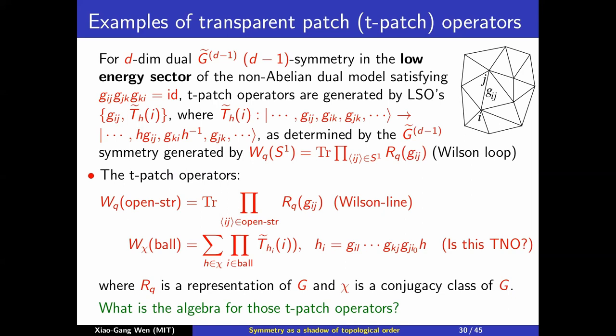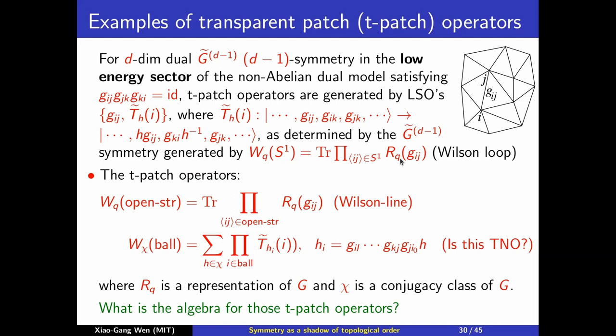I was curious, using this procedure to find G tilde, do you have a way to relate what G tilde is in terms of the original G symmetry? First, this G tilde is a higher symmetry, so its transformation is for each loop we have a transformation. However, these transformation operators are related to the group G in the sense that this matrix RQ is a representation of G. So that's how they connect to G.